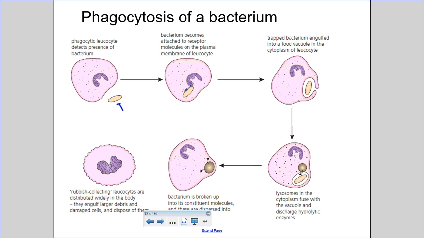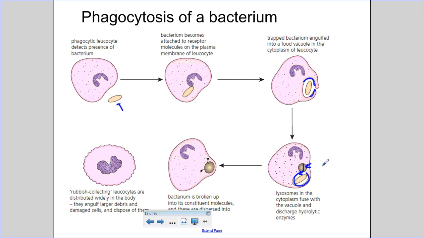And this will then trigger the leukocyte to engulf the bacteria. So this is where the membrane will change shape and fold around it and enclose that bacteria within a vacuole. Once that vacuole has been formed, you'll then have lysosomes, which will fuse with the vacuole.